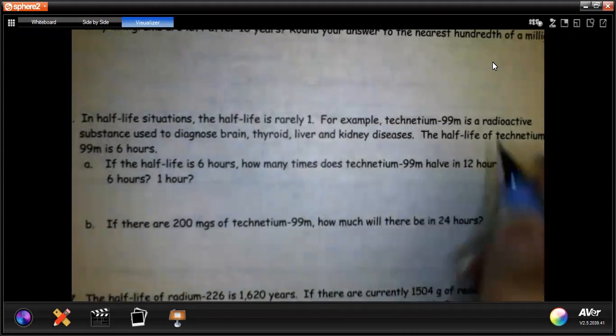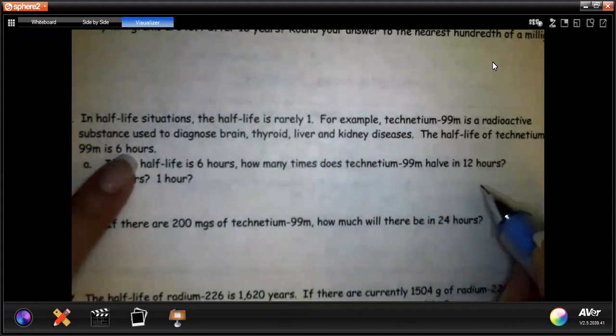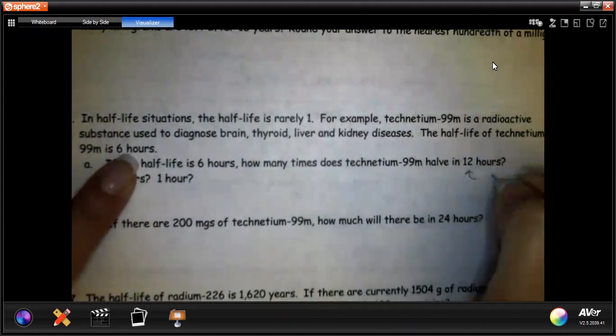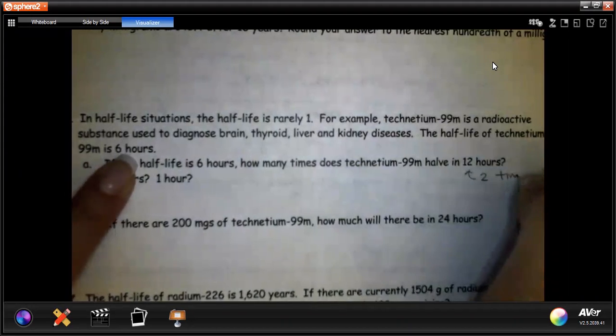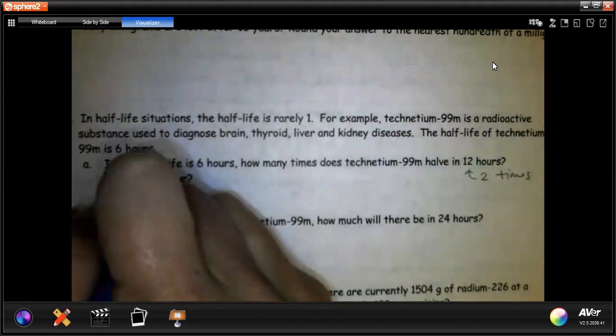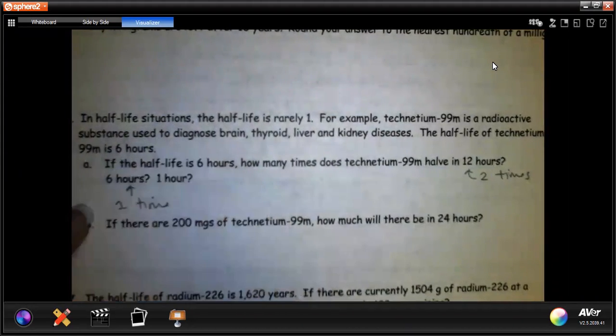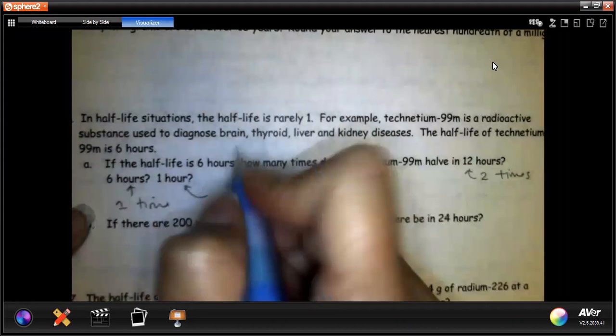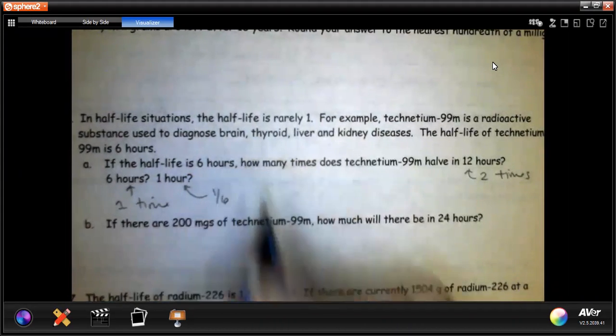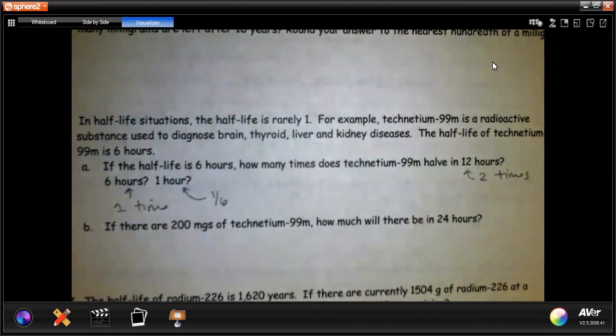So the first thing you want to think about, if it is happening every 6 hours, then we know that at 12 hours, it should be happening 2 times. At 6 hours, it would happen 1 time. And at 1 hour, it would happen 1/6 of a time. That's the reason why it's important to get that time portion in the exponent correct.